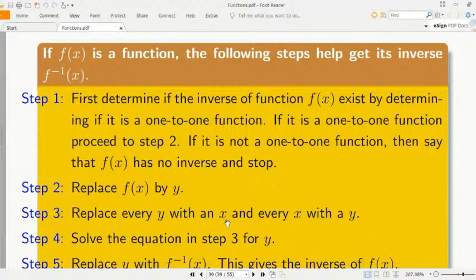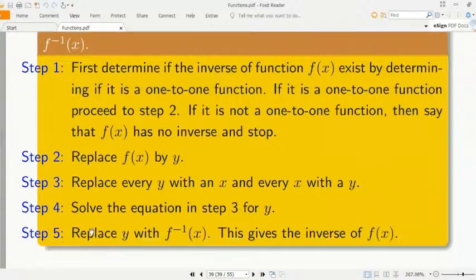If it's one-to-one, you proceed as follows. Step 2: replace f of x by y. Step 3: where there is a y, write an x, and where there is an x, write a y. Replace every y with an x and every x with a y. Step 4: solve the equation in step 3 for y, making y the subject of the formula. Step 5: where there is a y, write f inverse of x, and you would have found the inverse. So these are the steps. Let me show you how to follow them in an example.